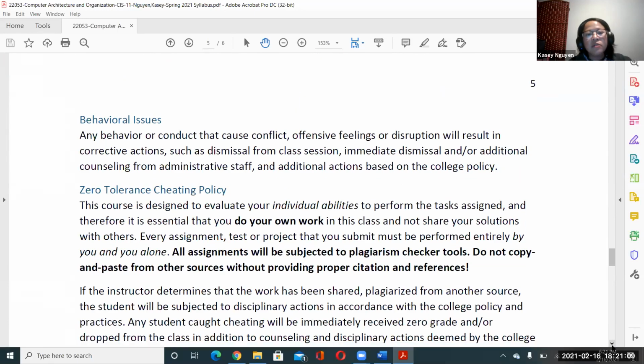Behavior issues, just try to be respectful to each other. We're going to avoid major conflict. If you have problems, please address it with me, and then I will address it, especially with another student, if that's the case. Make sure that we're sensitive to feelings, and if there is any form of disruption in the class, I reserve the right to dismiss the student from the section, and also carry through with counseling from the student services.